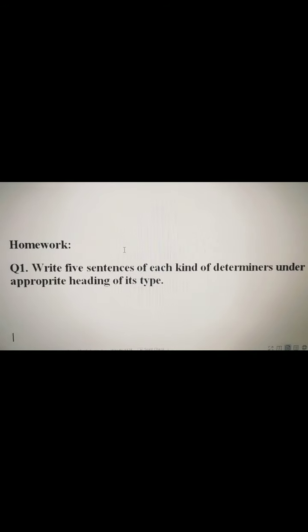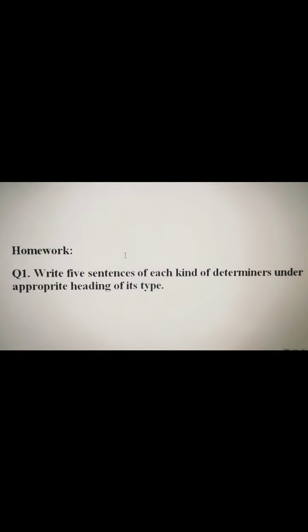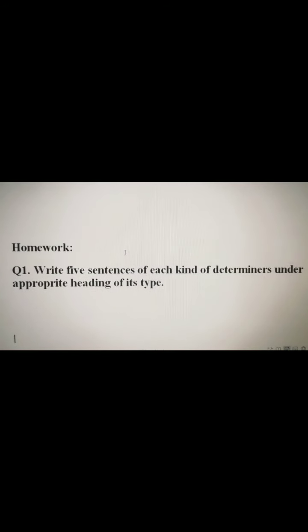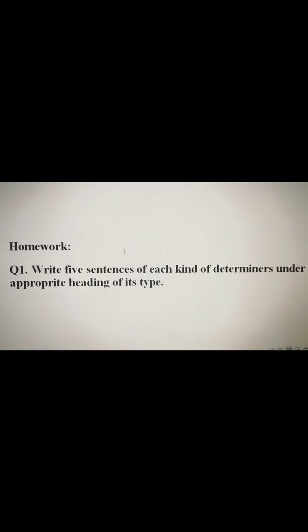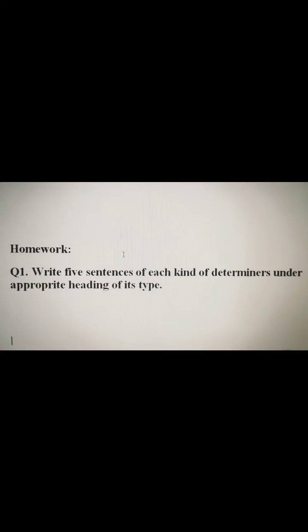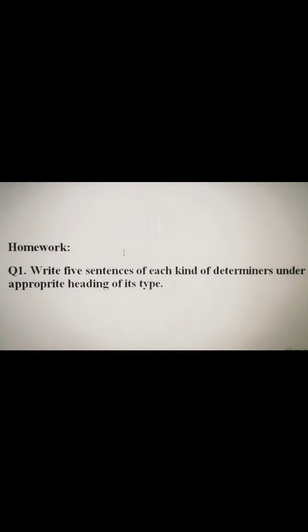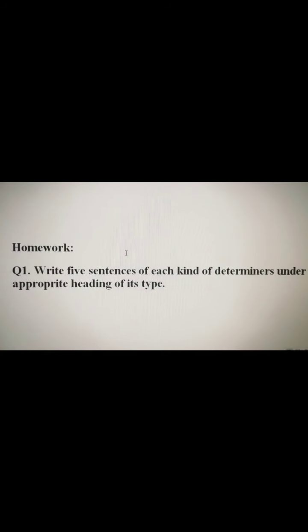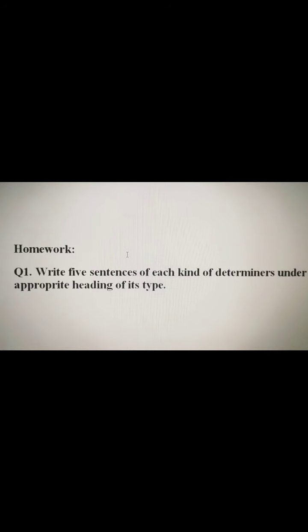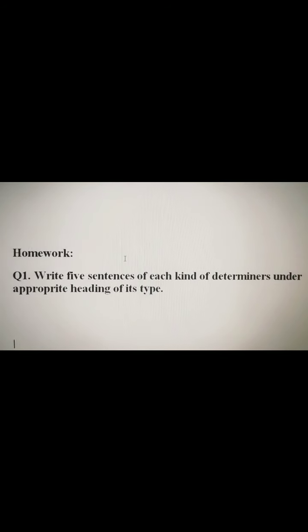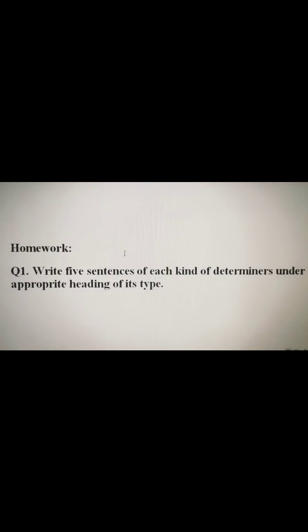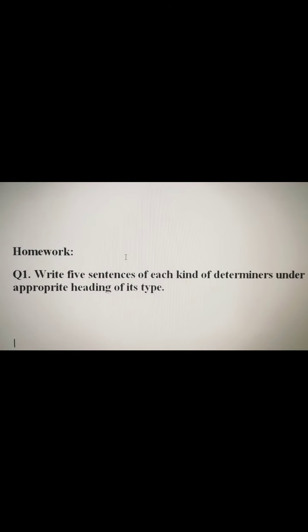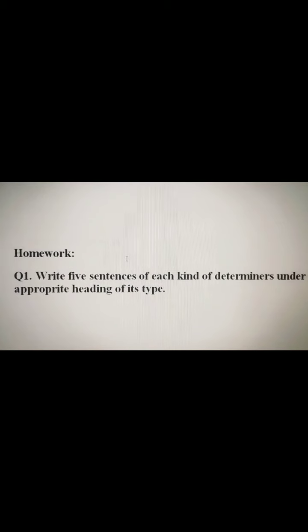Okay, now note down your homework, each and every one, and daily you need to submit your homework to us without any failure. Clear? So note down the homework. Write 5 sentences of each kind of determiner under an appropriate heading of its type. Means you will mention the heading and 5 examples of that particular kind of determiner. And please make sure that your handwriting is neat and clean. You have to do that work properly, in legible handwriting only.